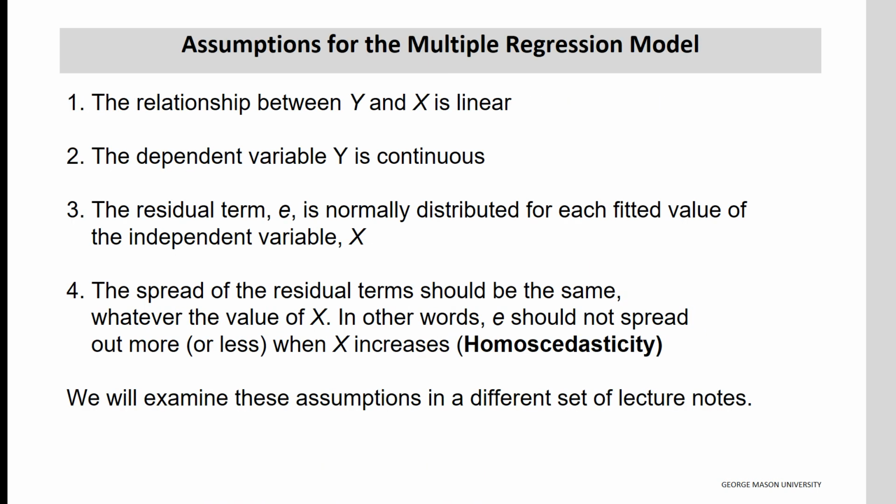The assumptions for the multiple linear regression model include that the relationship between y and x is linear, the dependent variable has to be continuous, the residual term, again, is normally distributed for each fitted value of the independent variable x, and the variance is constant. Basically, the spread of the residual terms should be the same whatever the value of x. In other words, the residual should not spread out more or less when x increases. So we have homoscedasticity. And we will examine these assumptions in a different set of lecture notes.